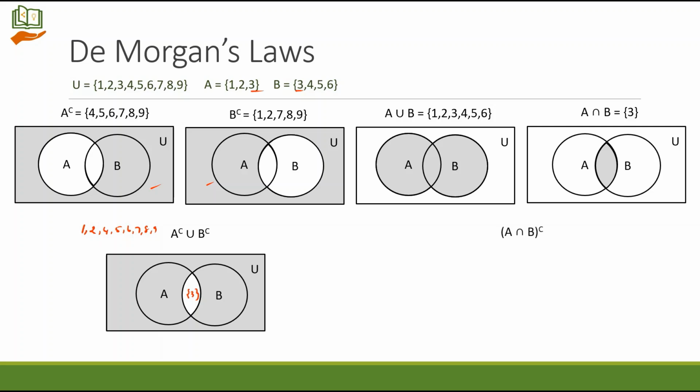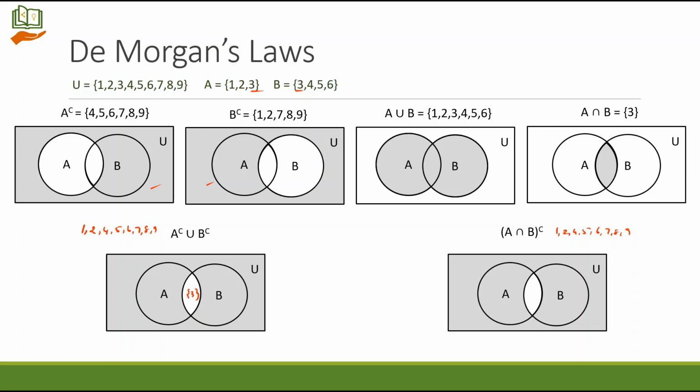What about A intersection B the whole complement? Except 3, all the numbers should be taken: 1, 2, 4, 5, 6, 7, 8, 9. So the diagram also will be in the same way. Intersection is alone shaded here. Except intersection, everything is shaded here. From this we can prove A intersection B the whole complement is equal to A complement union B complement.